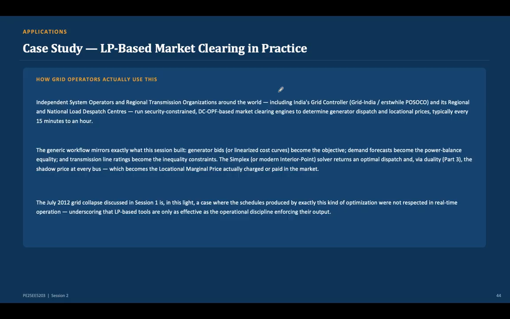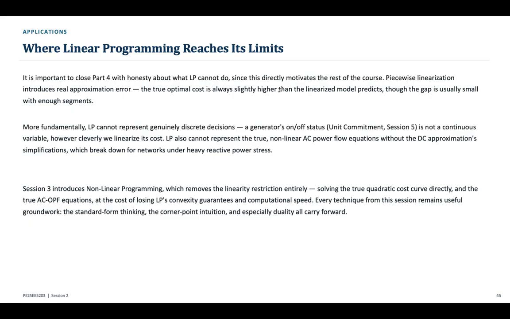So, it is useful to separate the optimization principle from specific market technology. Different electricity markets use different formulation and settlement rules. What remains universal is the idea of an optimization problem, balancing supply, demand, network constraints, and economic objectives.